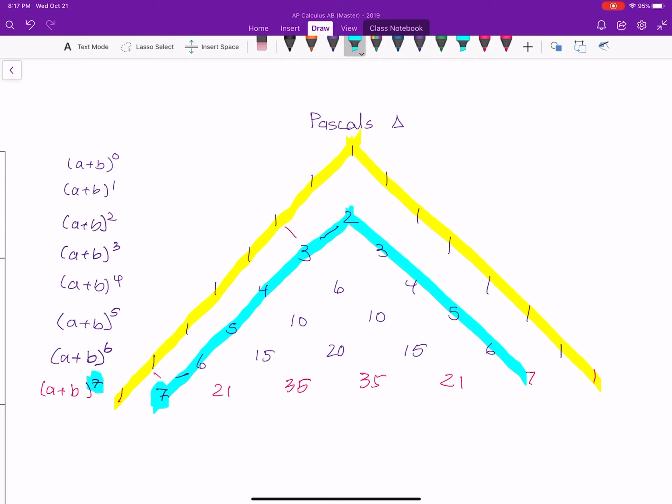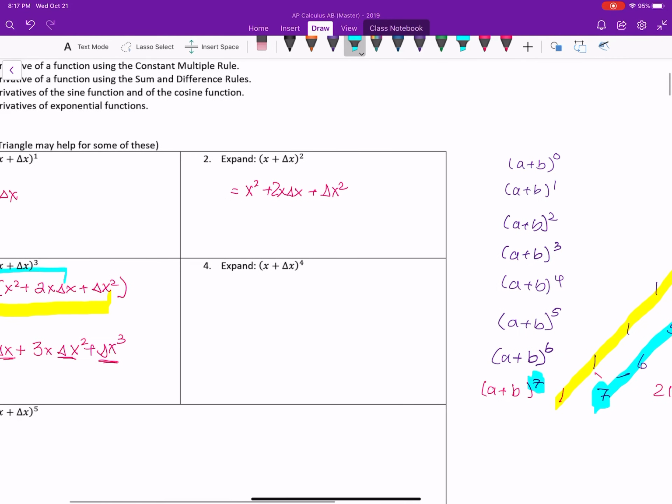So if I had a plus b to the 20th, I know that the first coefficient will be 1 and the second coefficient will be 20. And the same on the other end, the second to last will be 20 and the last coefficient will be 1. So armed with that information, I have this one, the next one here.